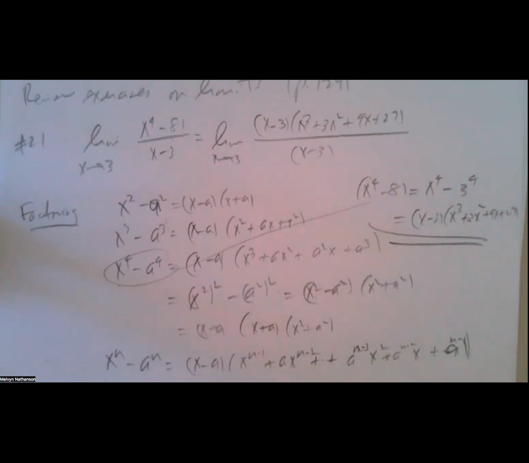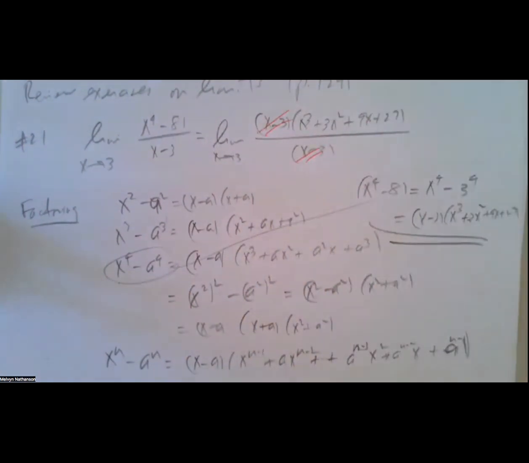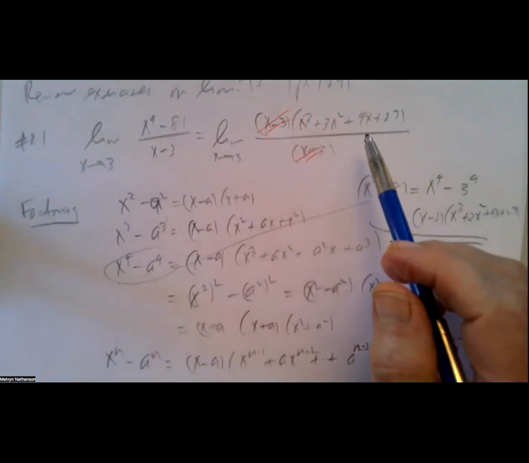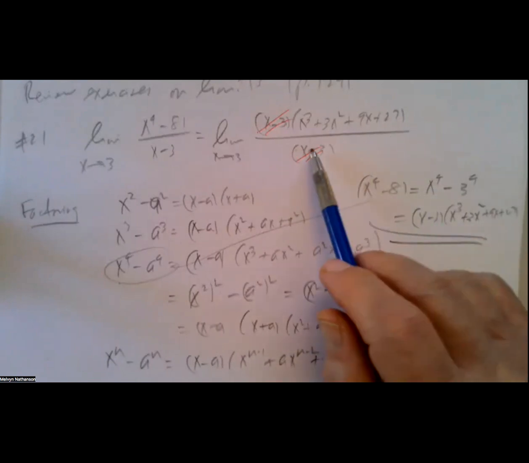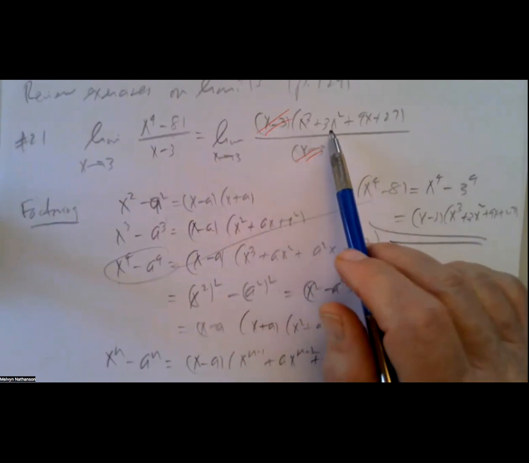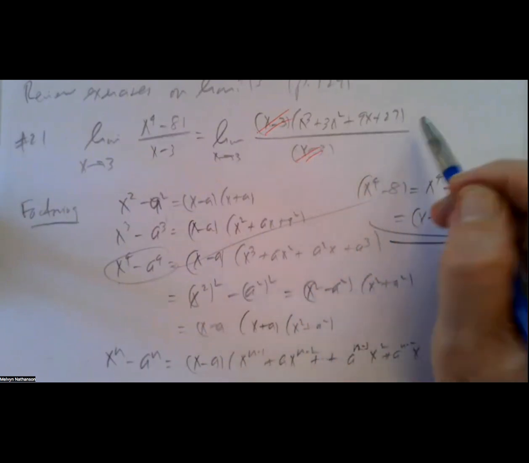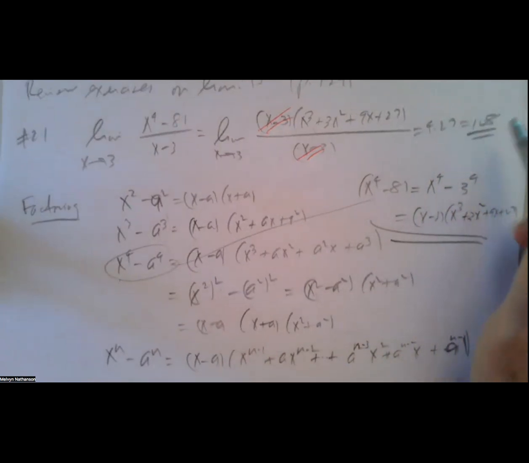And then the appropriate miracle happens. The x minus 3's cancel. So we're just left with this polynomial. And for this polynomial, as x approaches 3, this goes to 27 plus 27 plus 27 plus 27. You get 4 times 27, or 108.